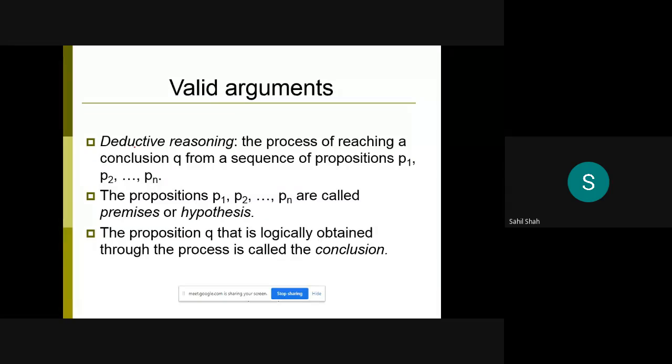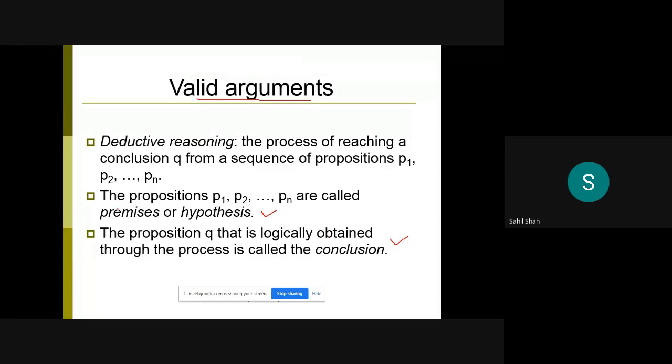Next topic. So what are those laws? We had a discussion regarding what we mean by premises or hypothesis. The propositions P1, P2 up to Pn will be said to be premises while defining validity of arguments. We are coming across two terms: one is premises or hypothesis, and the other term is conclusion.